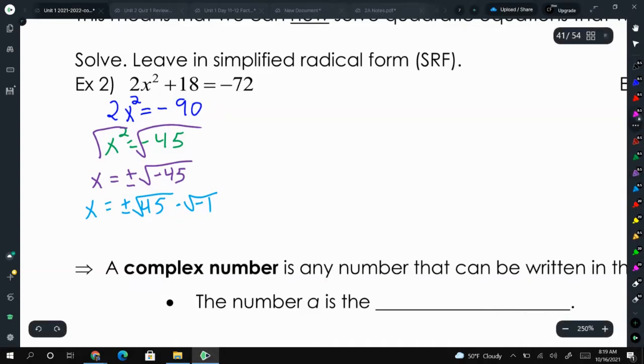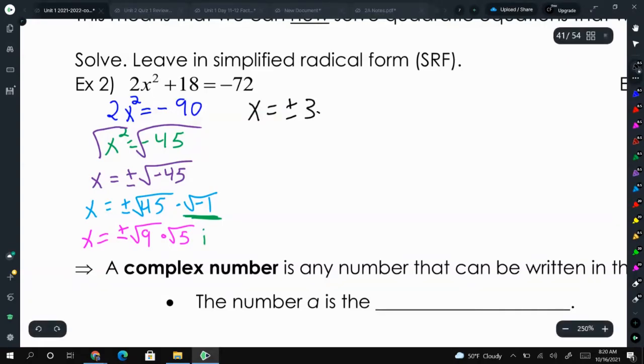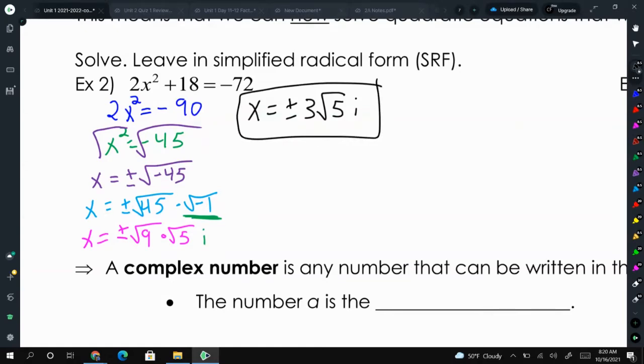Now we need to simplify the square root of 45. So x equals plus or minus the square root of 45, which can be written as 9 times the square root of 5. Remember, we still have the square root of negative 1, but that's going to be i. I'm making that change now. So then x equals plus or minus the square root of 9, which is 3, and then the square root of 5 still stays there, and then our i just gets tacked on at the end. So this would be our final simplified answer to this quadratic.